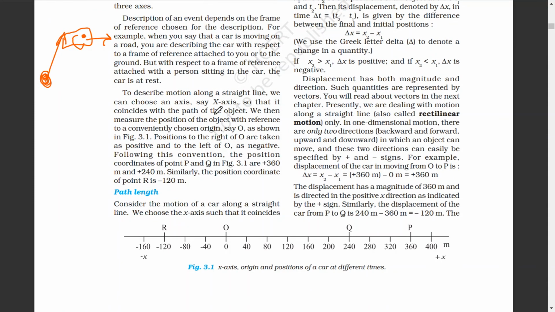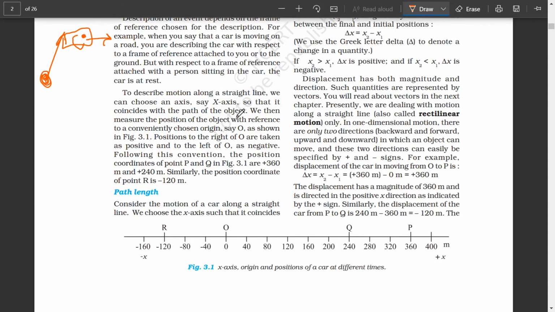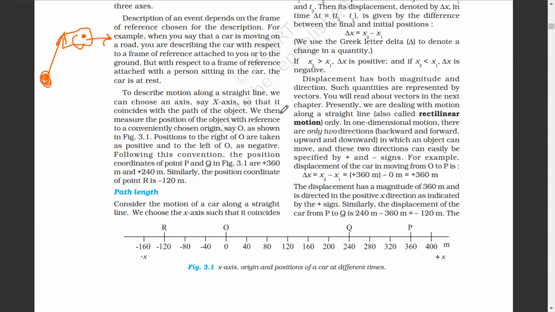To describe motion along a straight line, we can choose an axis, say the x-axis, so that it coincides with the path of the object. We then measure the position of the object with reference to a conveniently chosen origin, say O, like in this case the reference point. What he's telling is that everything to the right is positive and everything to the left is negative, right? So now follow this convention.